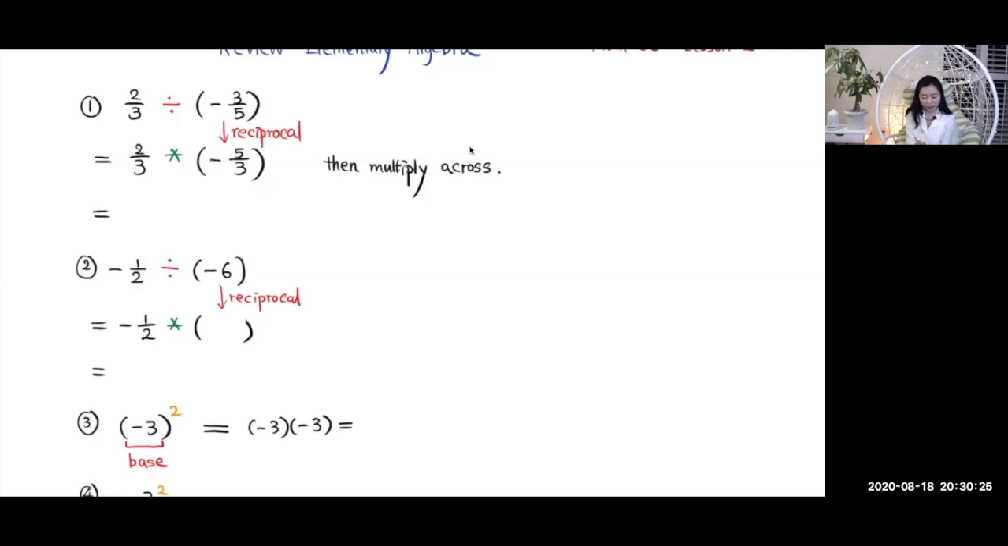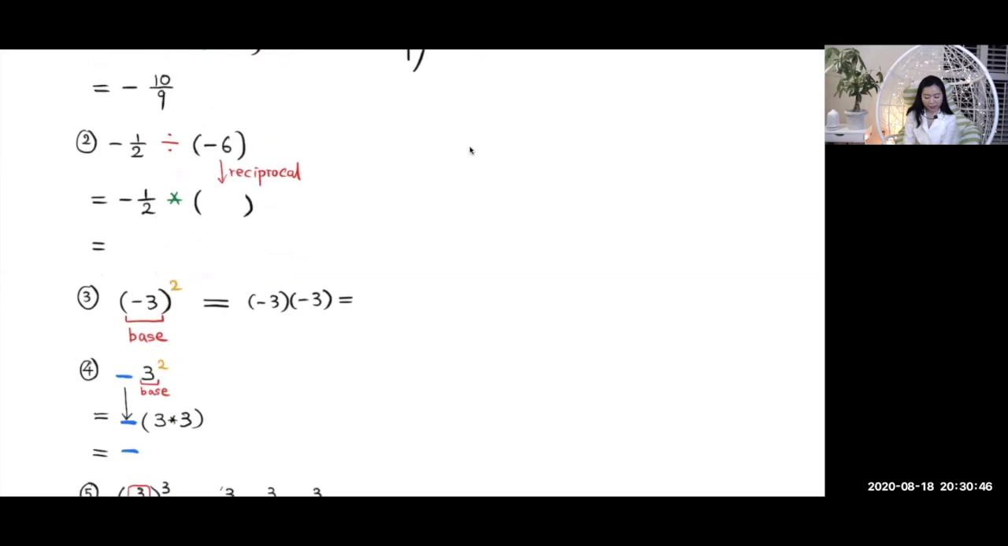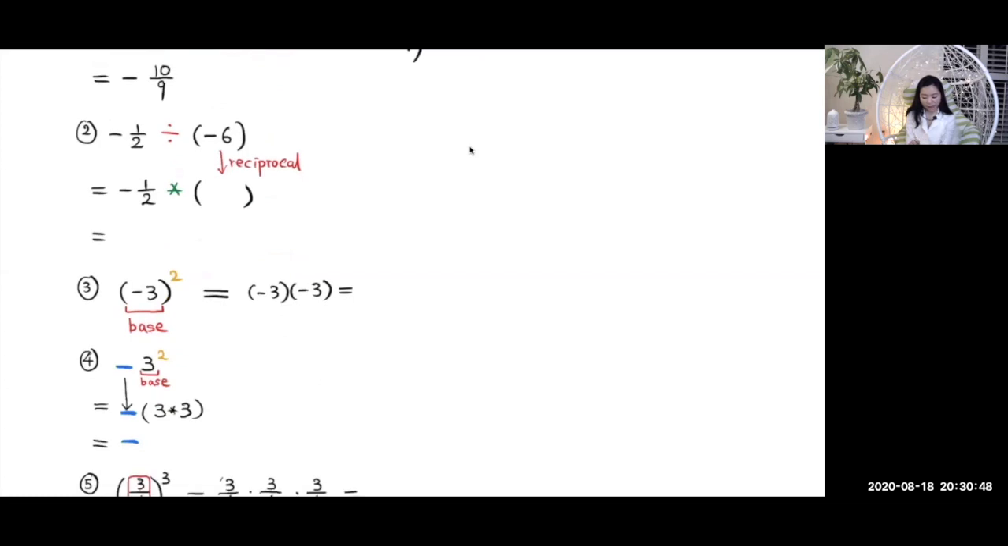Now you are going to multiply across. First let's decide the sign. Positive times negative is going to be negative. And then 2 times 5 makes 10, 3 times 3 makes 9. So the result here is going to be -10/9.